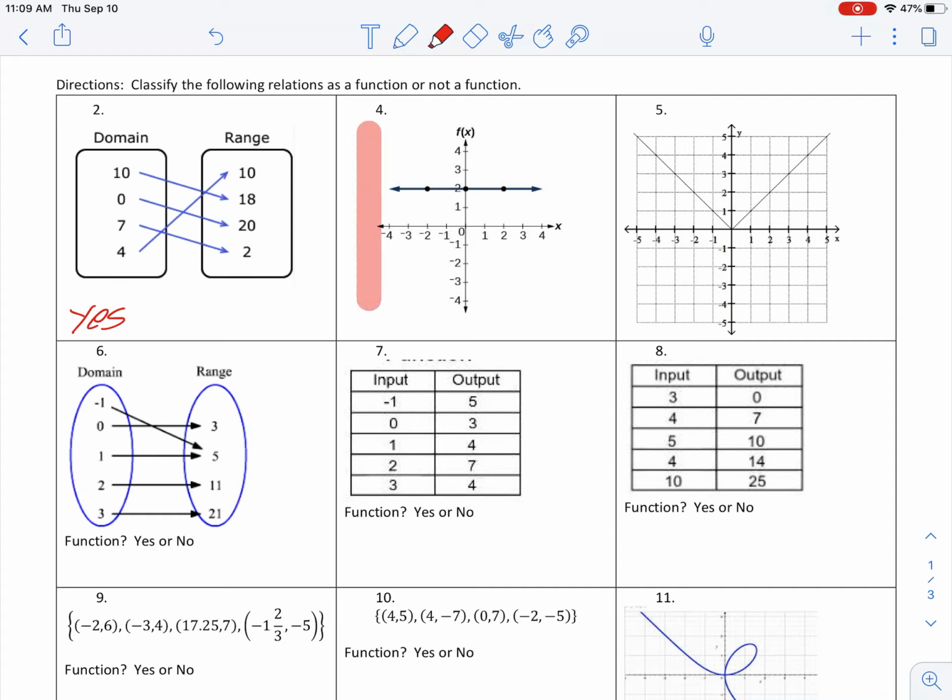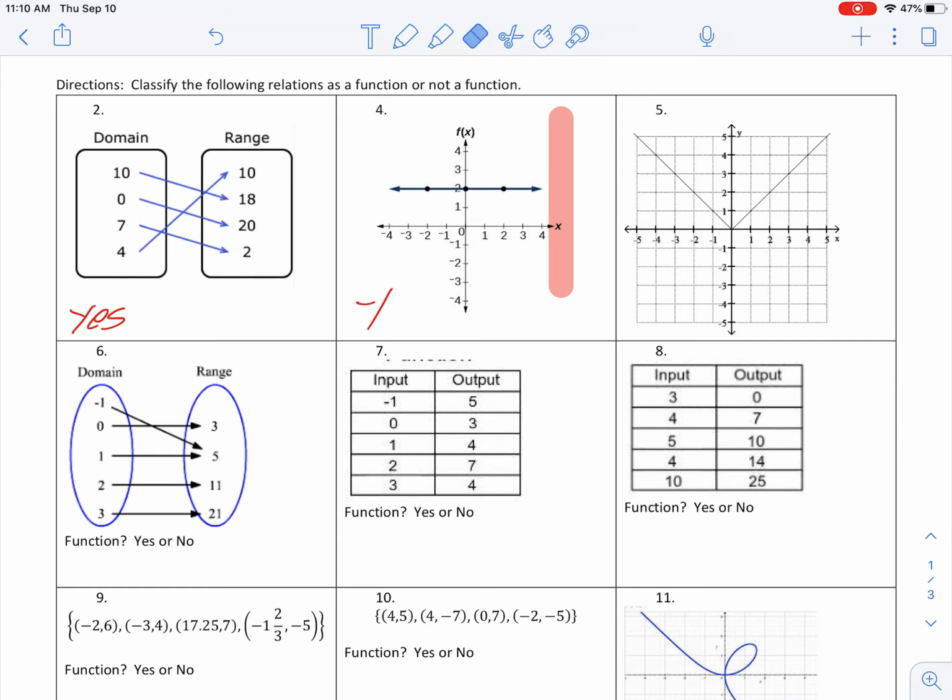Number 4, vertical line test. It's a graph. We always use the vertical line test. Drag it along, and this is all good to go. One point at a time, one point at a time. That is a function. Number 5, we are again using the vertical line test. It's a graph. Use it. Drag it across one point at a time. Yes, yes, yes, yes, yes, yes. All function, all good to go. One point vertically, it is good to go. So that's a yes.